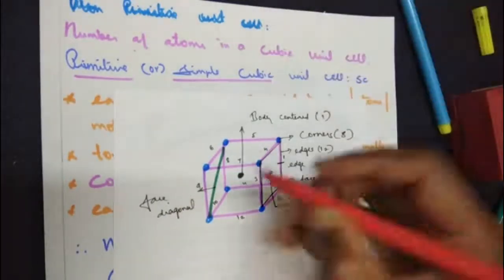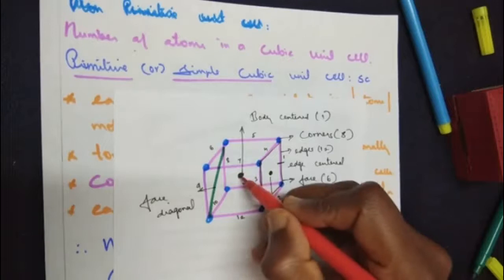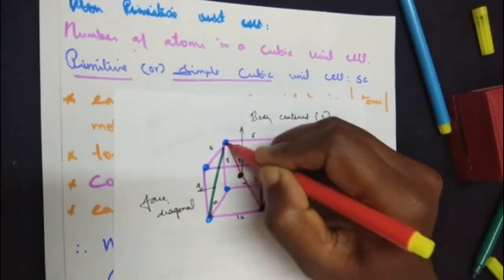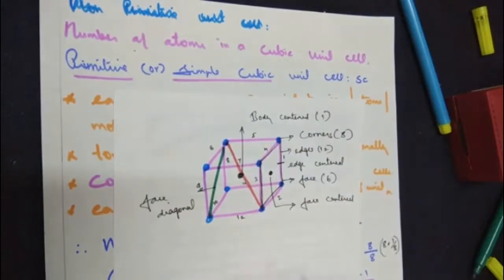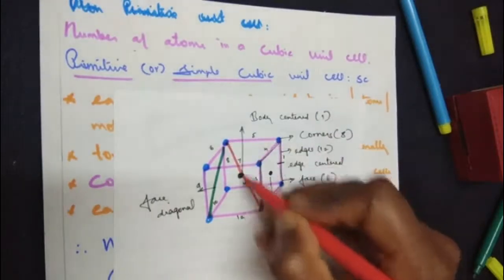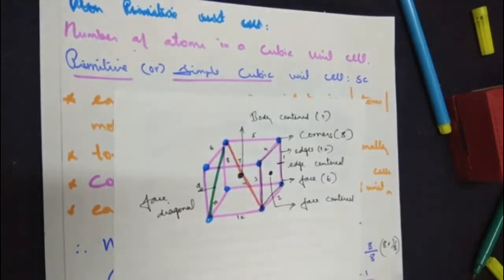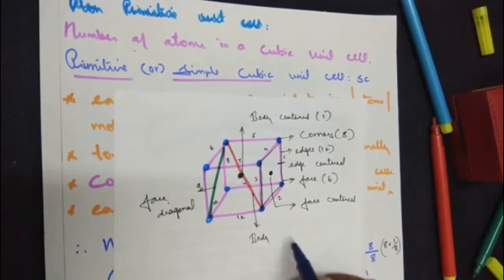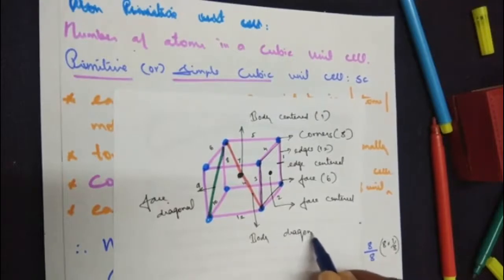That is the body diagonal. Within the body there is a particle. So I can draw the diagonal within the body from opposite corners, in this direction, and also in this direction. All you need to know is the terms involved in it. So this is called a body diagonal. I hope I'm not confusing you all.